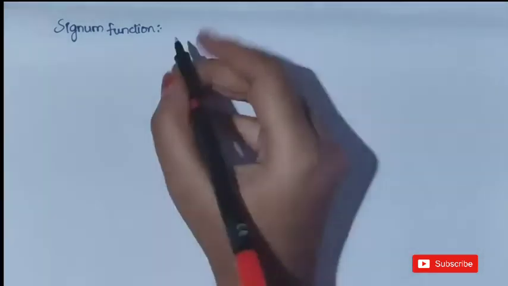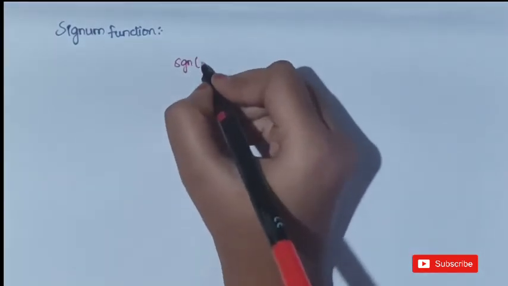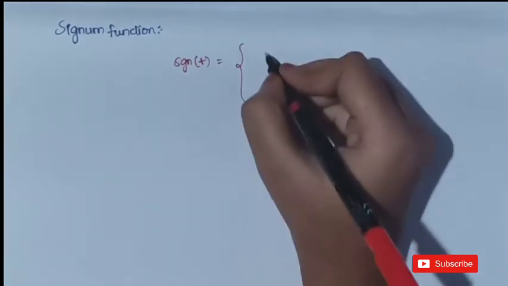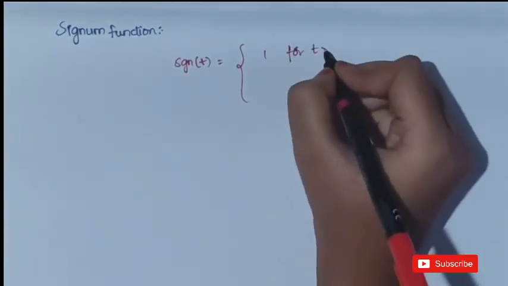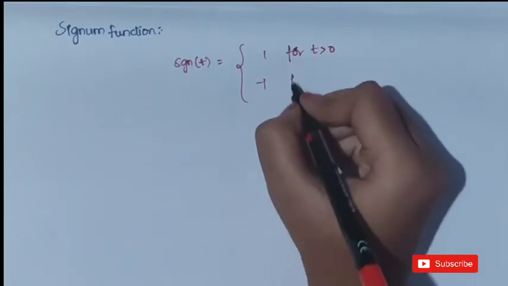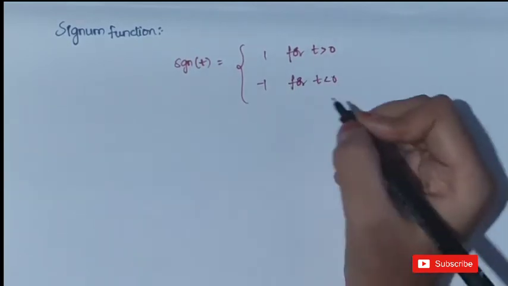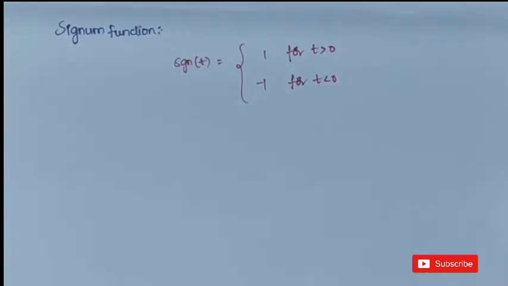Friends, in this video let us discuss the signum function and the sinc function. First one is the signum function. The signum function can be defined as sgn of t is equal to 1 for t greater than 0 and minus 1 for t less than 0.